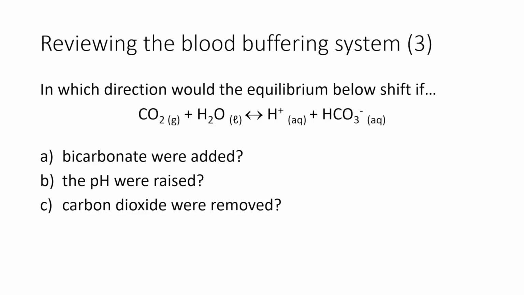All right, so let's start with the first one. So which way would the equilibrium shift if bicarbonate is added? Anybody? Yes, it would go to the left. If we add bicarbonate, which is a product of this equilibrium, the reaction will compensate by shifting towards reactants. So what would happen if we raise the pH? So, yeah, exactly. So why would that be?